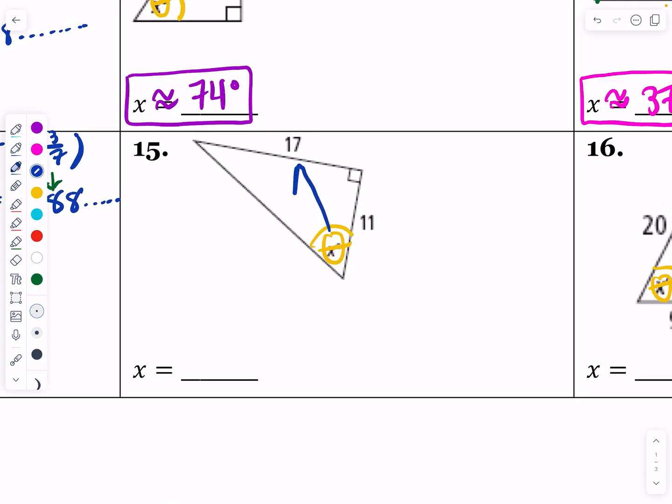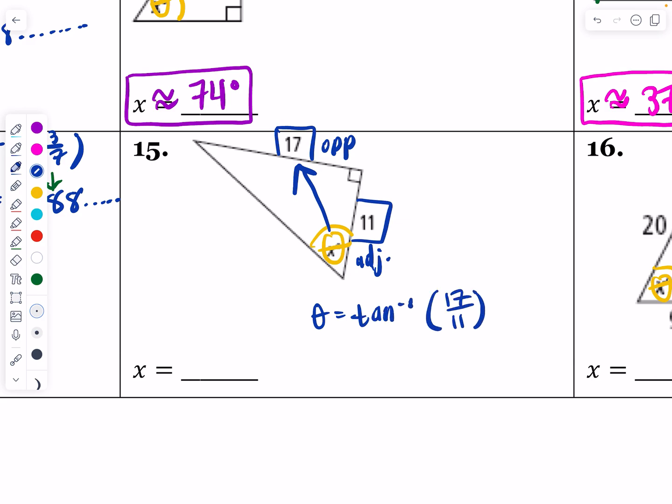We've got our 17 is our opposite. 11 is our adjacent. Those are the legs of the right triangle. Y'all are good at seeing this one. So theta is going to be equal to the inverse tangent. Just make sure it's opposite over adjacent and not adjacent over opposite. So inverse tangent of 17 divided by 11, that is going to be 57.094... And so this 0 tells this to stay at about 57 degrees.